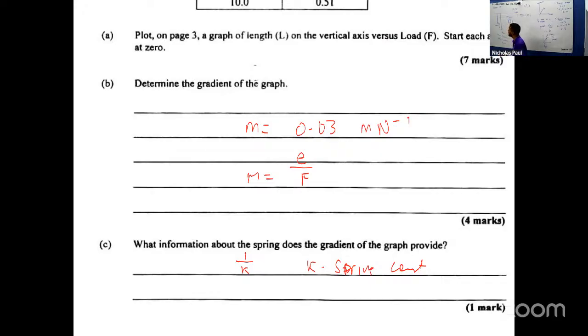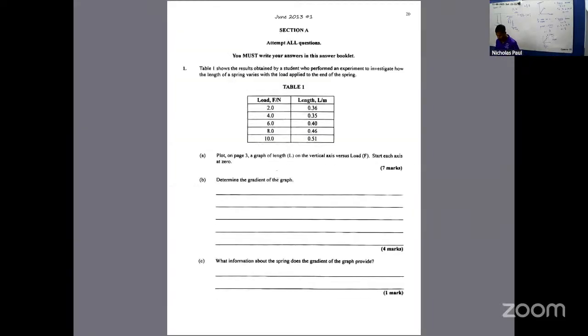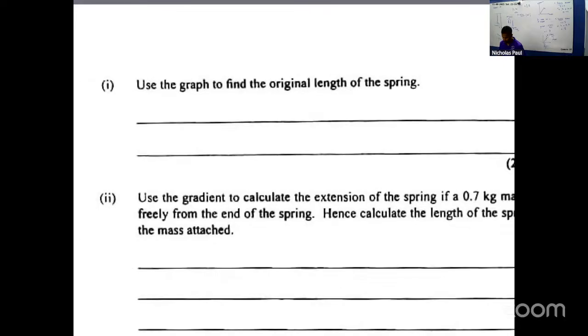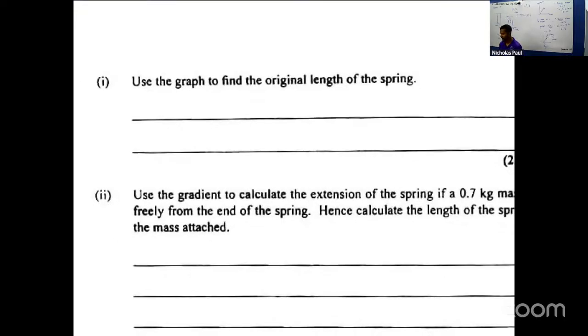The graph gives you the gradient, which is 1 over spring constant, 1 over K. Very good. Next, use your graph to find your original length. Look at your graph. Your graph tells you what the original length is.